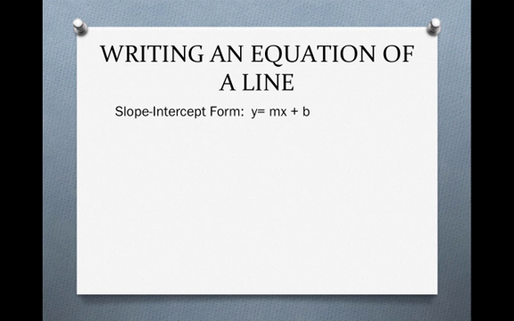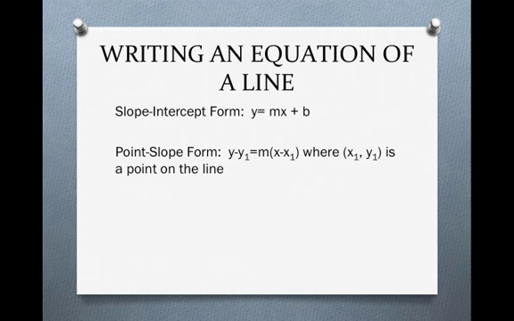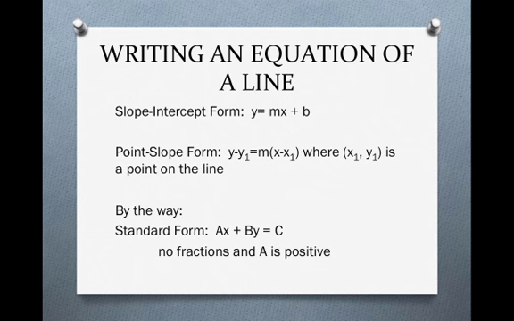Slope-intercept form, if you will recall, is y equals mx plus b, where m is the slope and b is the y-coordinate of the y-intercept. Point slope form is y minus y1 equals m times x minus x1, where x1, y1 is a point on the line, and again, m is the slope. And by the way, it's not on your notes. You might want to write it somewhere.